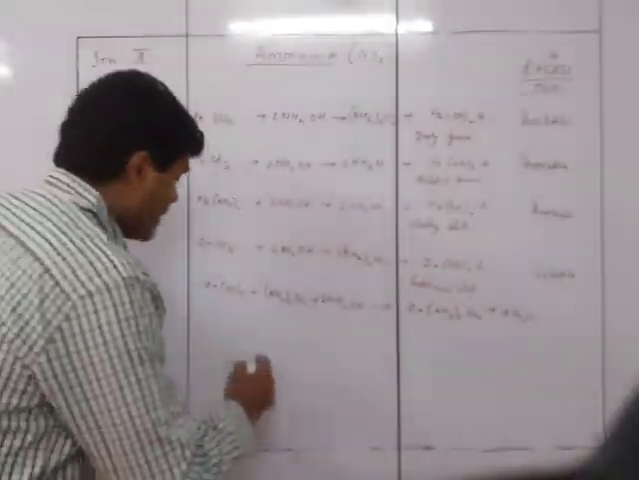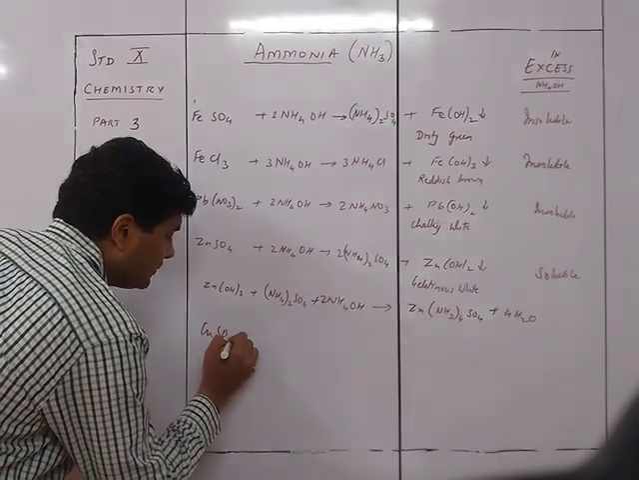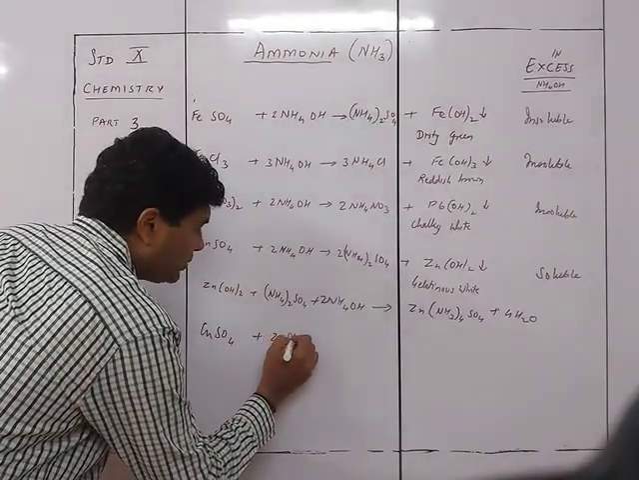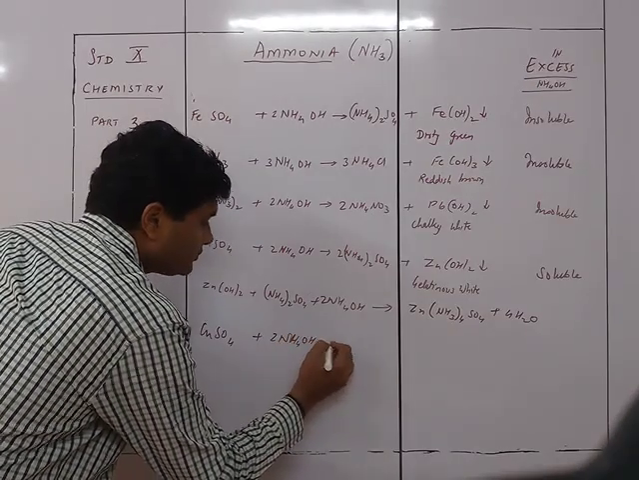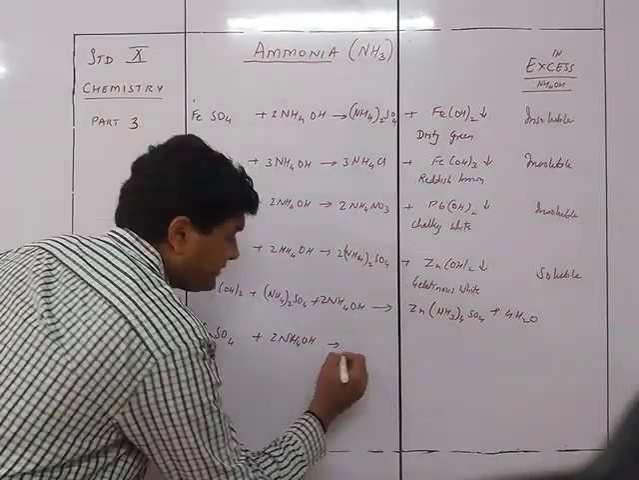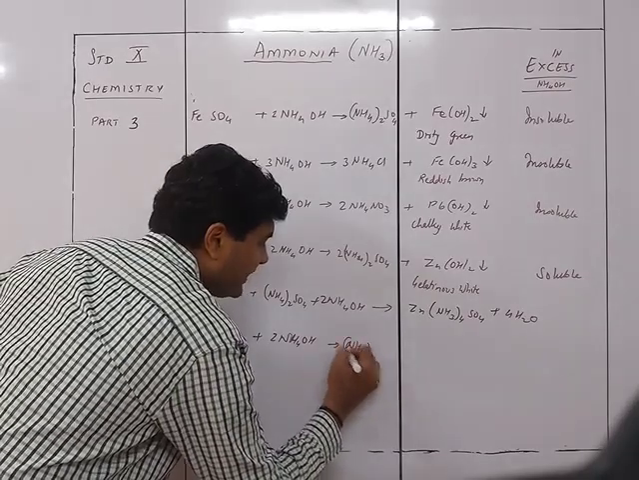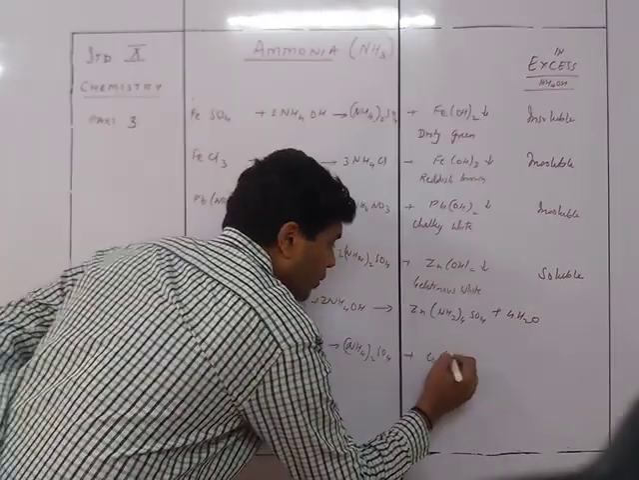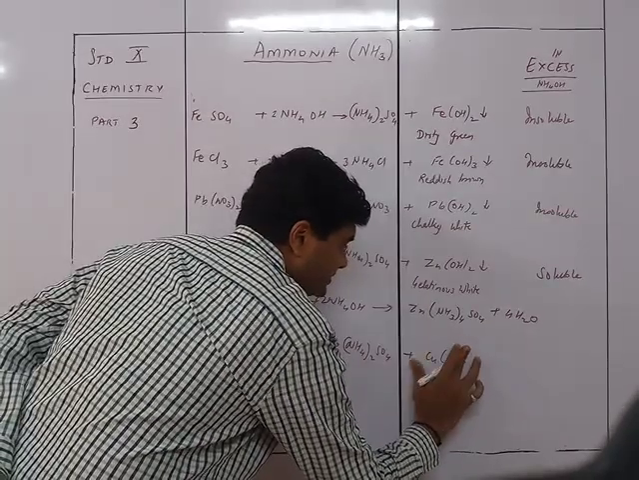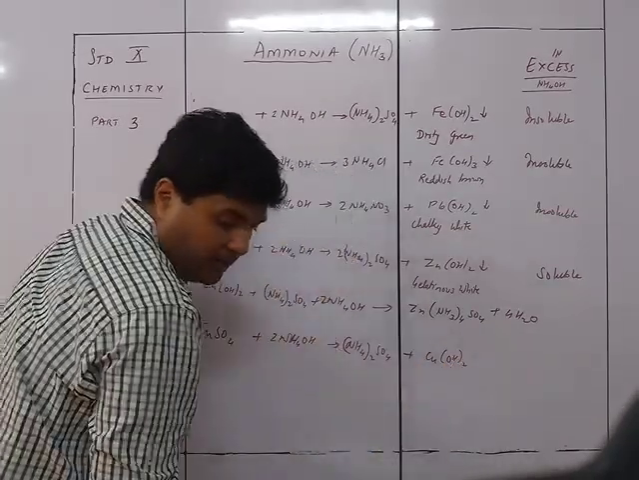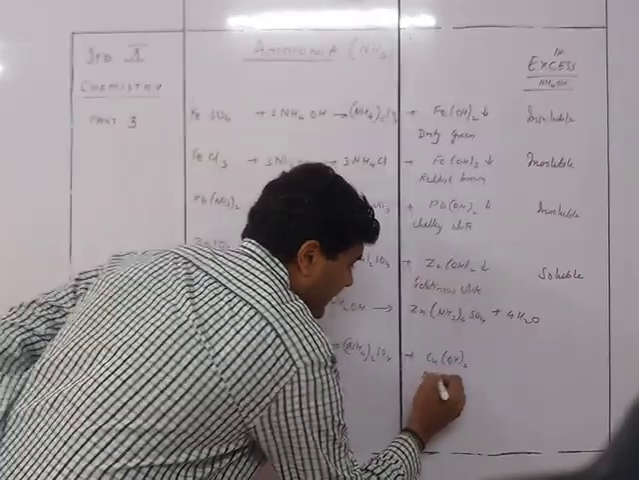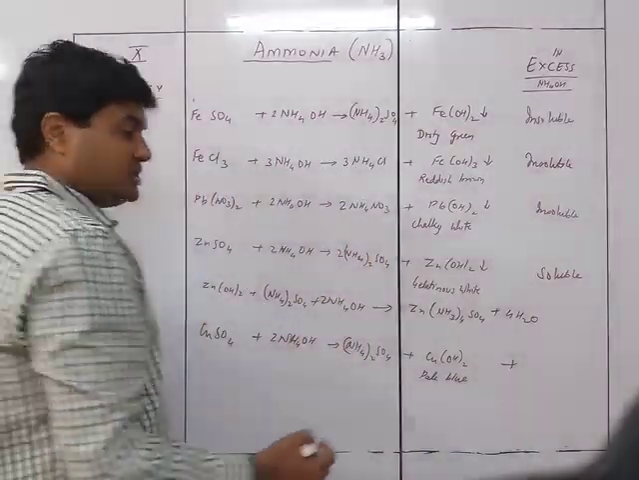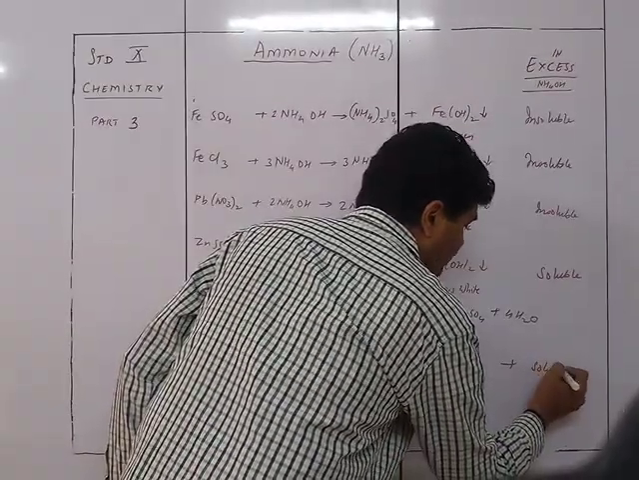The next one is copper sulphate, CuSO4 plus 2NH4OH is going to give me (NH4)2SO4 plus Cu(OH)2. Now this Cu(OH)2 is again pale blue in color, so it is a pale blue, and this will be in excess, again soluble. So this will be soluble again.